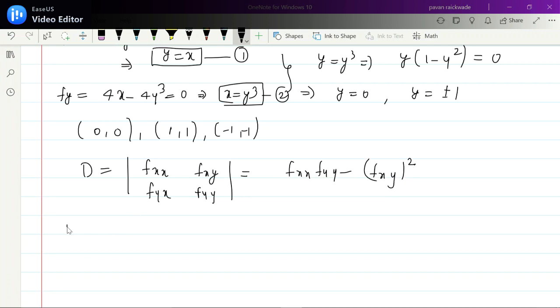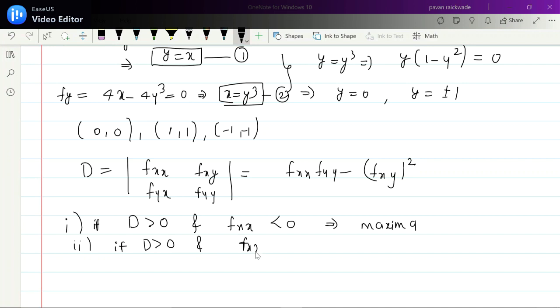So the first condition is, if D is positive and fxx is negative, it will give you the maxima. Secondly, if D is positive and fxx is also positive, then it will give the minima. Third condition, if D is negative, it is a saddle point.